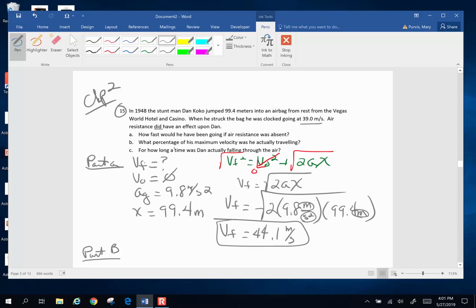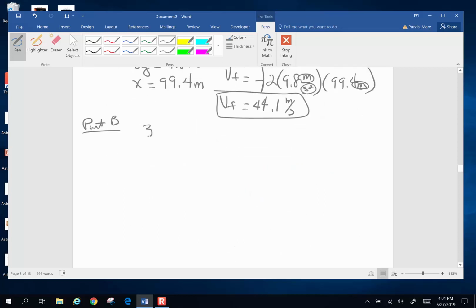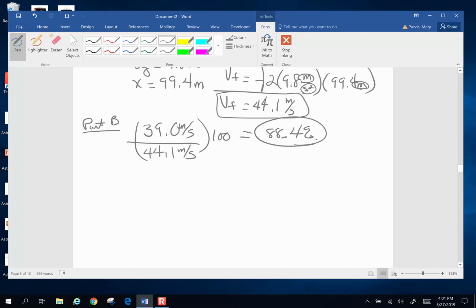Part B says, what percentage of his maximum velocity was he actually traveling? Well, 39 meters per second compared to 44.1. So that's just a simple percentage, so let's do that. 39 meters per second compared to 44.1 meters per second times 100 to turn something into a percentage. 39 divided by 44.1 times 100 to make it a percentage. Keep it in 3 sig figs. 88.4% of the velocity he would have had if there was no friction.